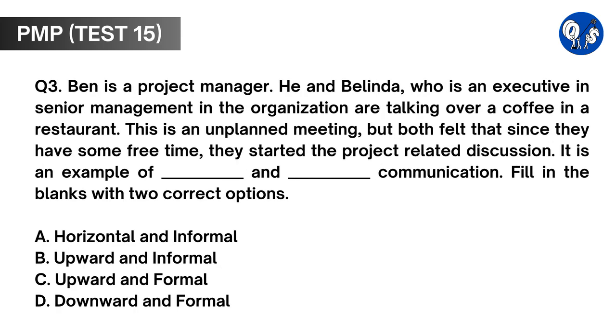Question number 3. Ben is a project manager. He and Belinda, who is an executive in senior management in the organization, are talking over a coffee in a restaurant. This is an unplanned meeting, but both felt that since they have some free time, they started the project related discussion. It is an example of dash and dash communication. Fill in the blanks with 2 correct options.